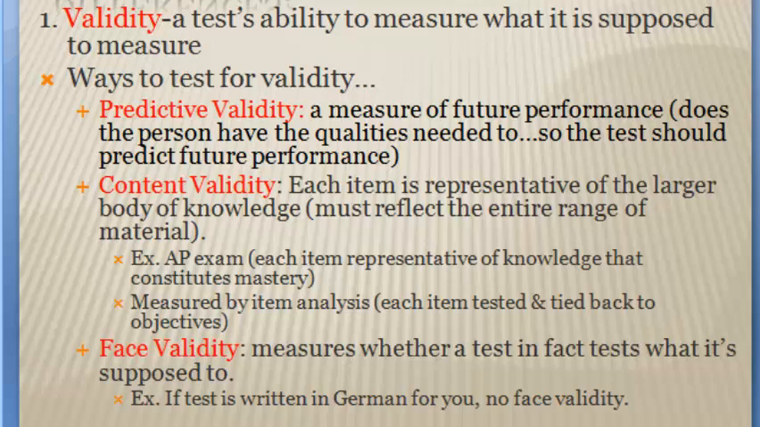Content validity, each item is representative of the larger body of knowledge, and it must reflect the entire range of the material. So for example, the AP exam, each item they pick should be representative of a larger body of knowledge, which would constitute mastery. And then the last one is face validity, and that measures whether a test actually tests what it's supposed to.